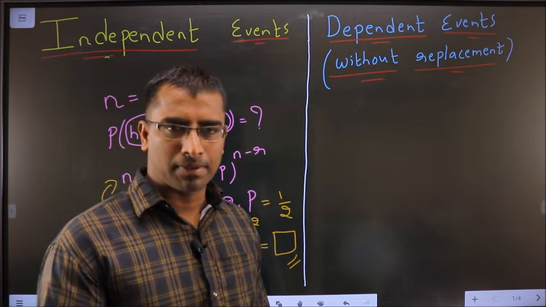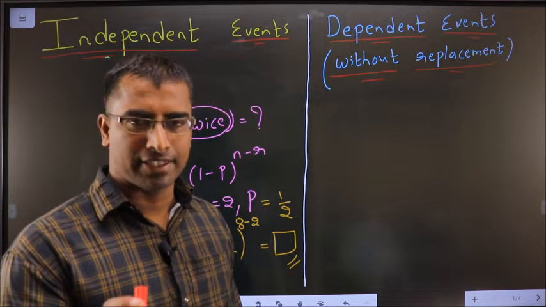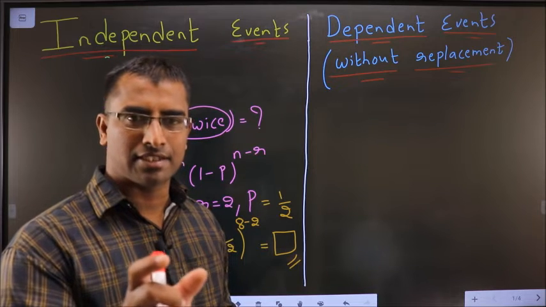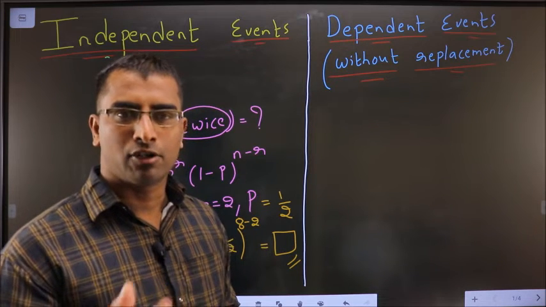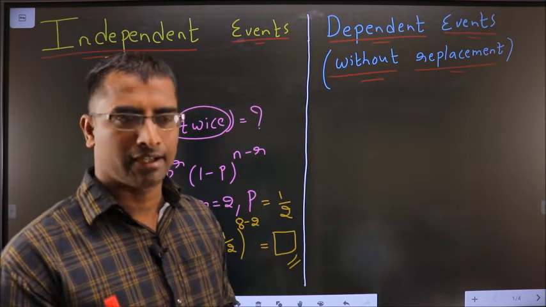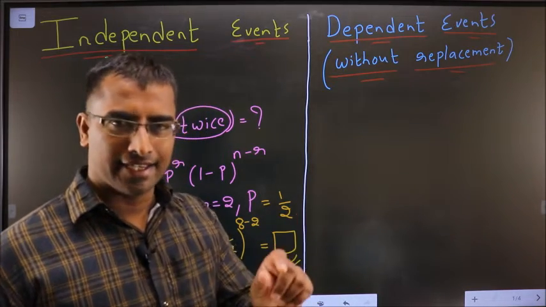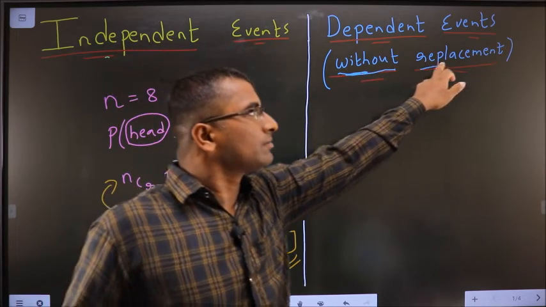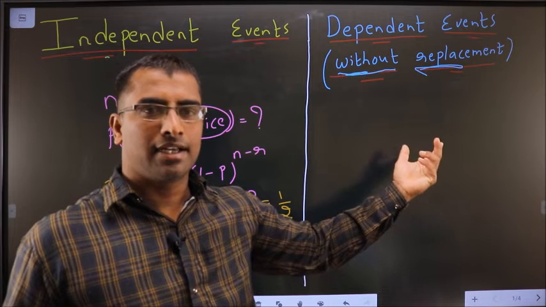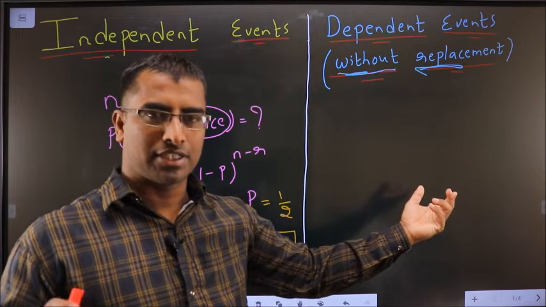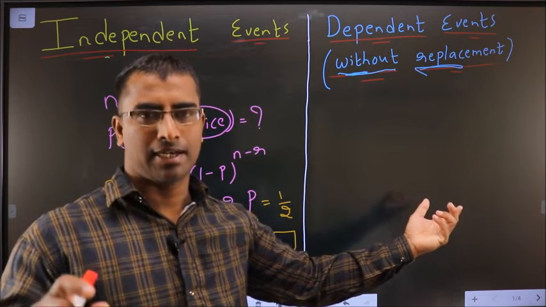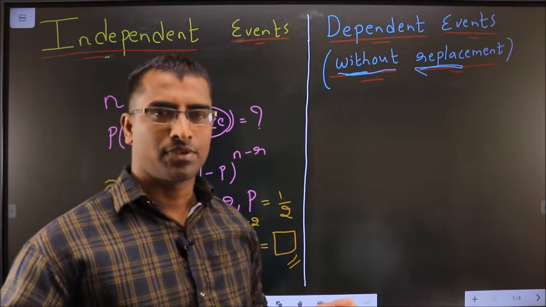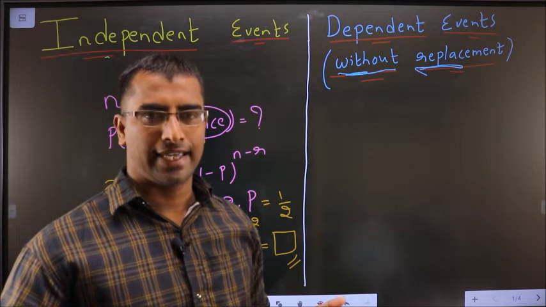How do you find probability in case of dependent events? Before finding the probability, you should come to a conclusion that events are dependent. How do you find out the events are dependent? One hint is, whenever you see "without replacement", this comes under dependent events. In any question, if you come across without replacement, it comes under dependent events. Another way is if the probability changes, then those events are called dependent events.